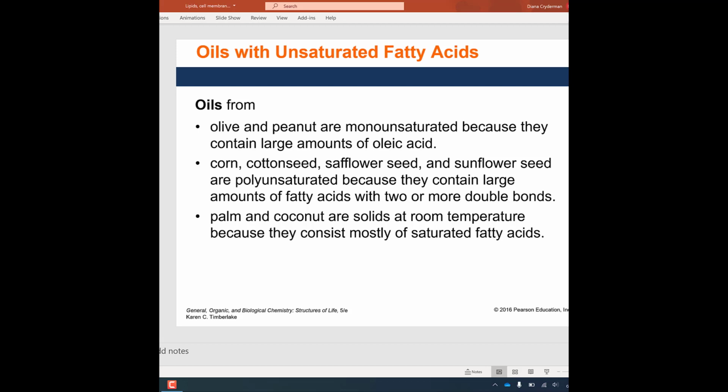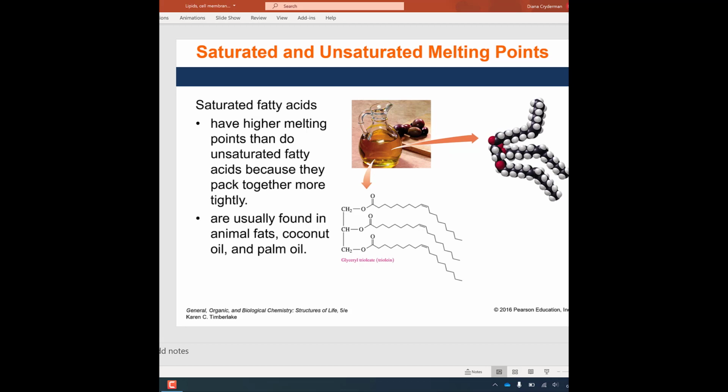And so that tells me that saturation, the presence of double bonds or not, must have to do with oil versus fat. And so saturated fats do typically have a higher melting point compared to unsaturated fatty acids because they pack together more tightly. And so these are going to be the ones that are usually found in animal fats, coconut oil and palm oil.